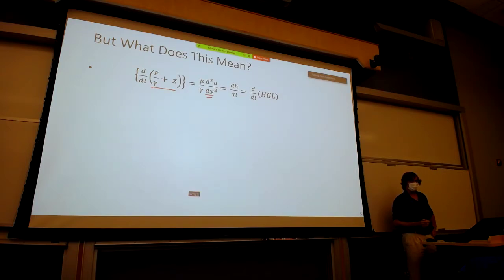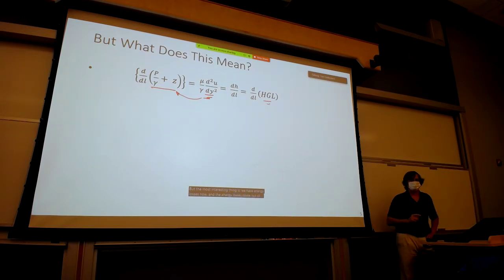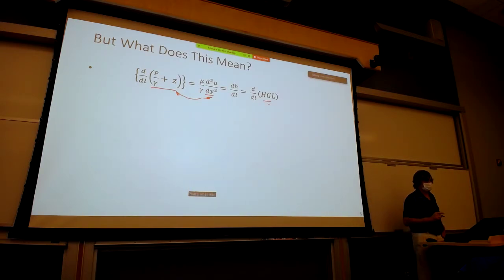What caused the velocity profile? The no-slip condition. So the velocity profile is dictated by the type of boundary layer you have. Is it laminar, transition, or turbulent? That then dictates the amount of shear stress and energy losses. But the most interesting thing is we have energy losses now, and the energy losses come out of a hydraulic grade line. That's what's really important.